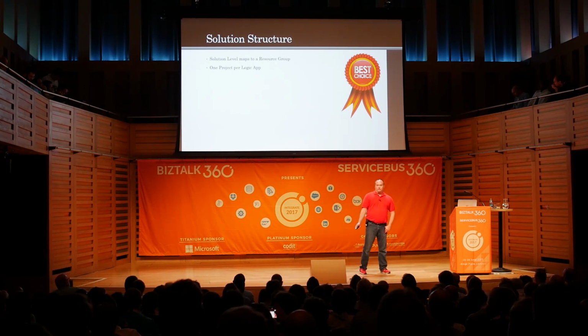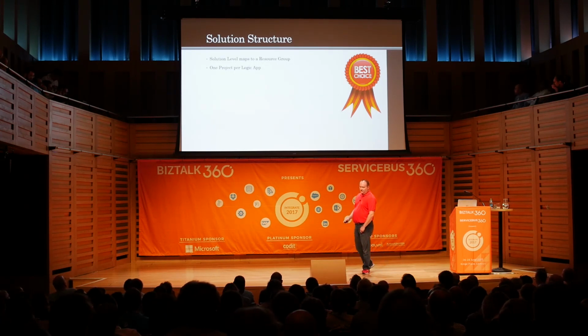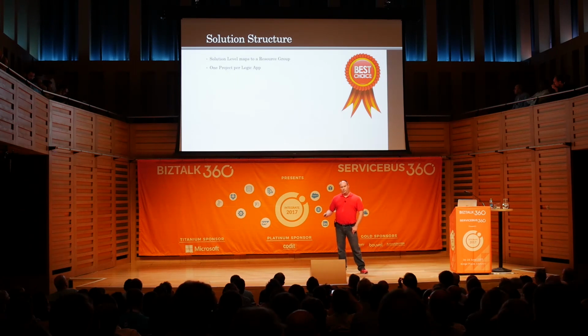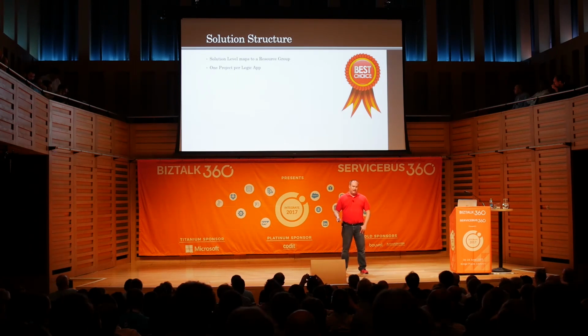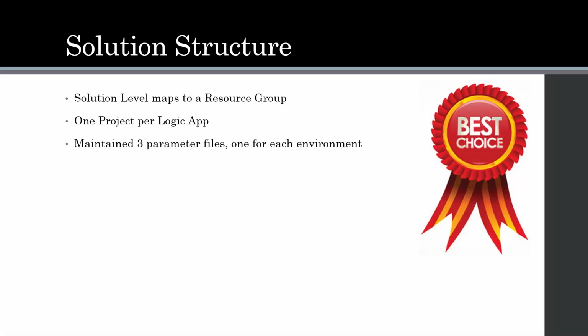Now, the Azure Resource Management templates do support multiple logic apps inside of one template, but it ended up looking a little hokey and seemed a little hard to deploy if we only wanted to deploy one of the logic apps. So we went with the overall approach of one-to-one at the project level. With this, we maintained 3 separate configuration files per logic app, one for each of our environments.